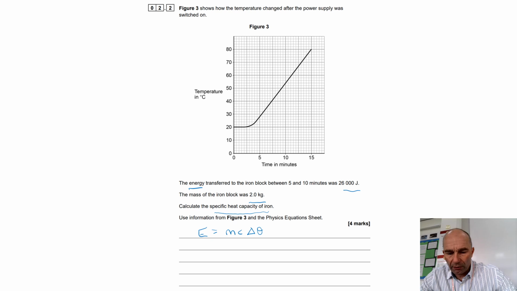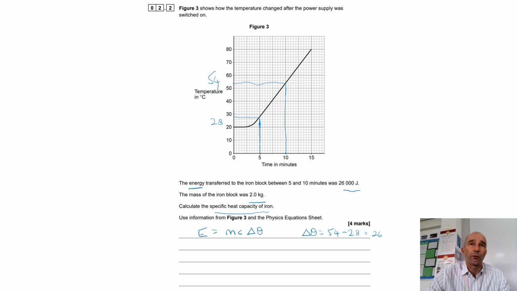Now we're looking at between 5 and 10 minutes. So we need to use our graph to work out exactly what the temperature change was. So I reckon that is 28 degrees, and then up here, draw a cross, be careful with this scale, it's 54 degrees. So before we can substitute our numbers into our formula, we need to work out the change in temperature. So delta theta equals 54 minus 28, which gives you 26 degrees.